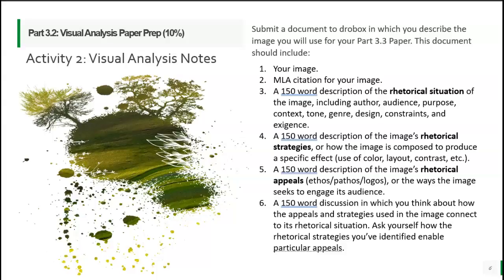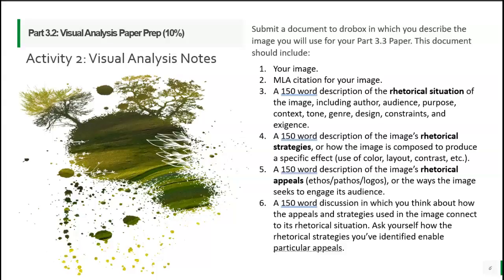And this document should include these 6 things: your image, an MLA citation for your image, and resources for citing digital images and other sources are available in the Start Here or Resources section of our class. You also want to make sure that you include a 150-word description of the rhetorical situation of the image. That includes your author, audience, purpose, context, tone, genre, design constraints, and exigence or purpose.